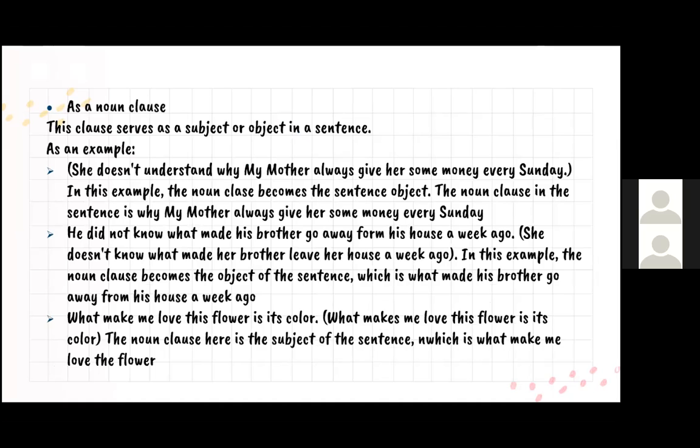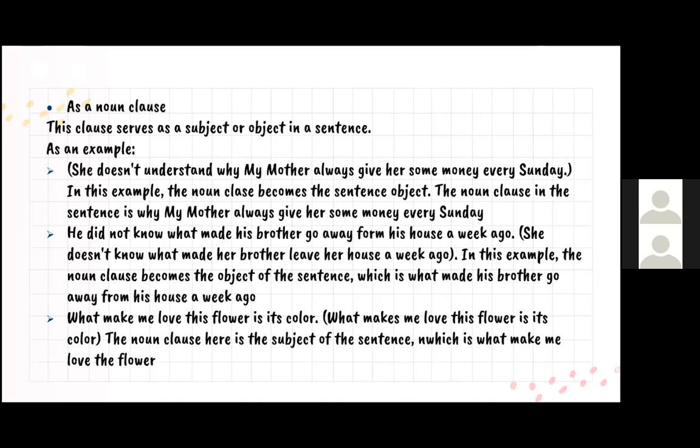And the third is the noun clause. This clause serves as a subject or object in a sentence. For example, the first is she doesn't understand why my mother always gives her some money every Sunday. In this example, the clause becomes the sentence object. The noun clause in the sentence is why my mother always gives her some money every Sunday.